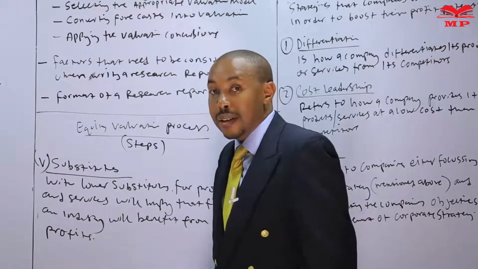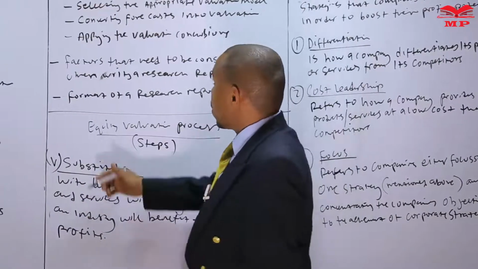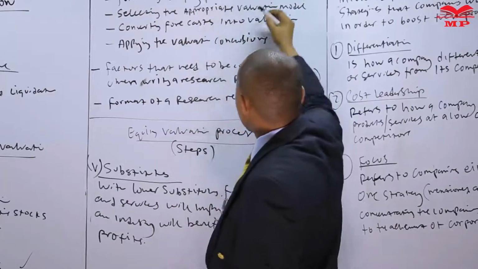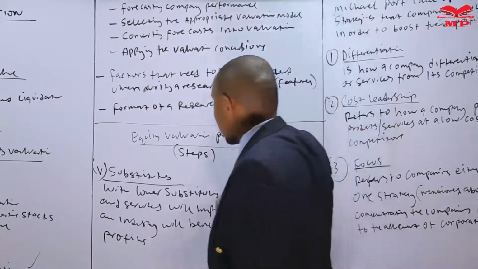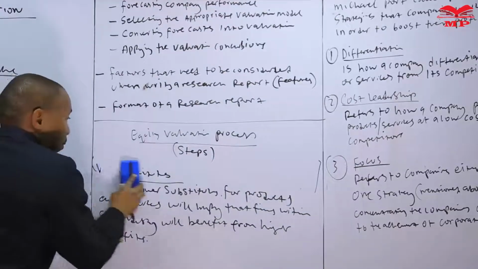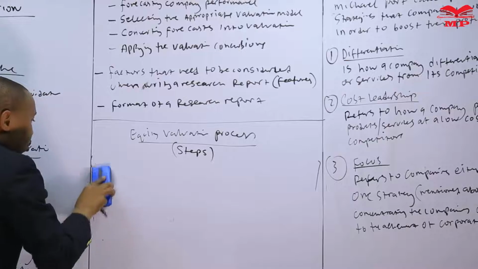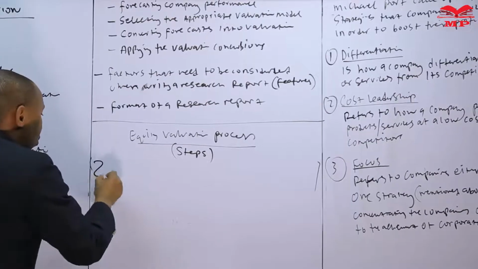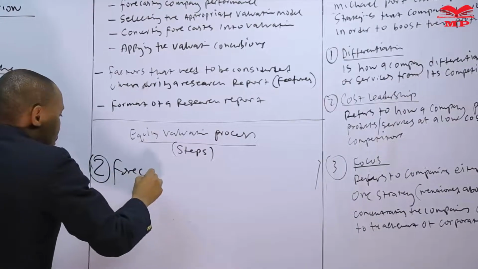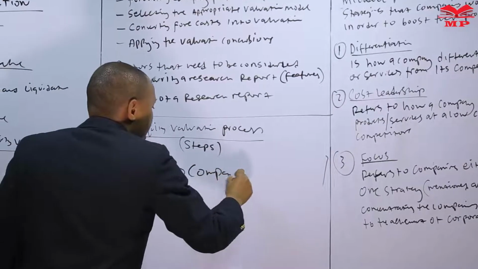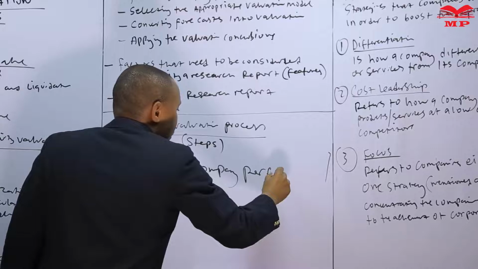So as far as our summary here, or our abridged summary is concerned, we have actually done understanding the business. Now we will focus on forecasting company performance, which is the second step in the equity valuation process. Forecasting, 2, company performance.